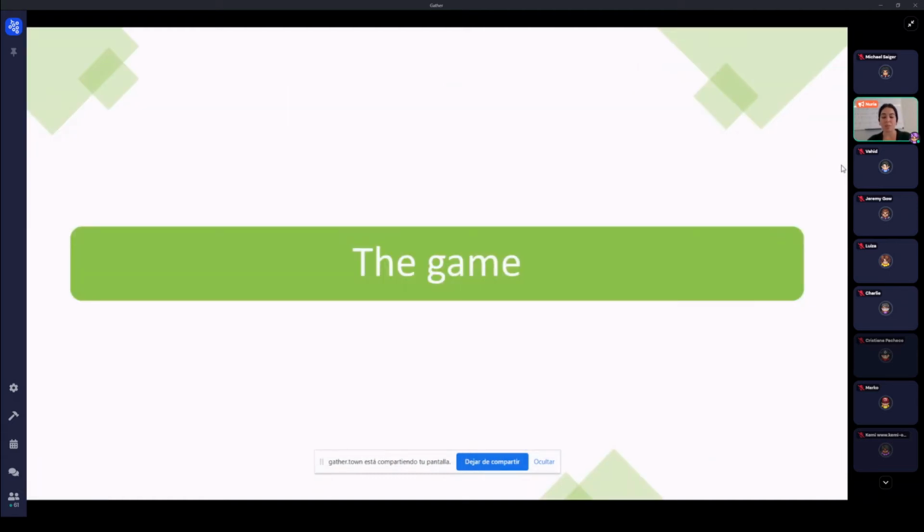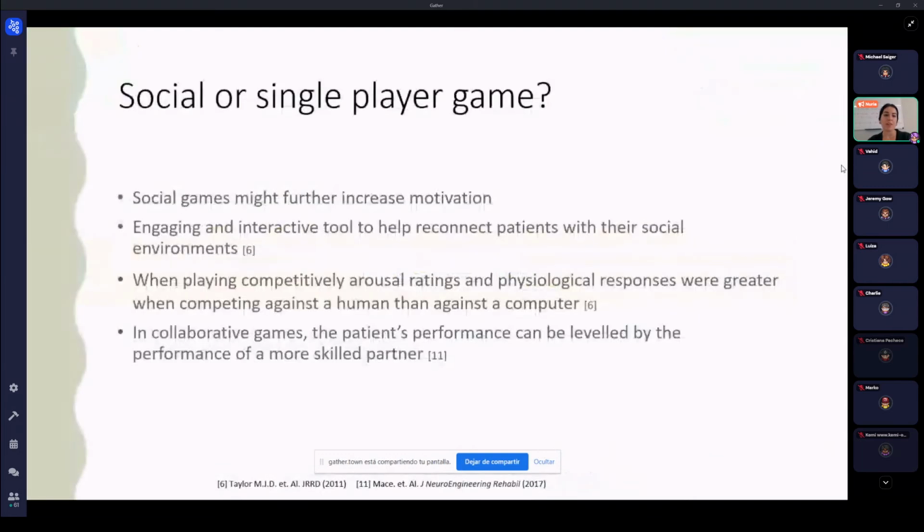Talking about the games themselves, there has been a discussion over what can be the benefits of using social games in motor rehabilitation. Of course, social games might further increase motivation, and they have been described as an engaging and interactive tool to help reconnect patients with their social environments.